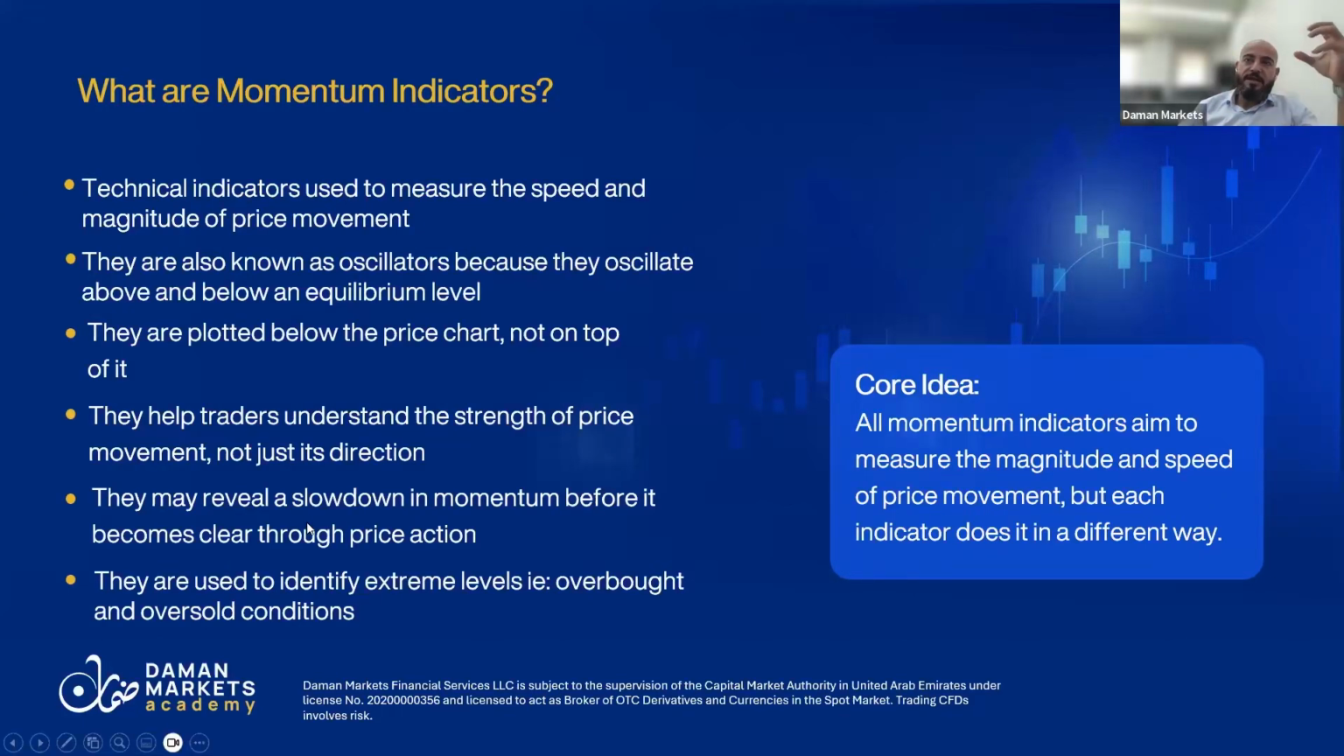They help traders understand the strength of price movement, not just its direction. So we are not detecting the direction, whether prices are going up or down. We are more interested in how fast prices are moving up or down. They reveal to us a slowdown in momentum before it becomes clear through price action. They are used to identify extreme levels such as overbought and oversold conditions.